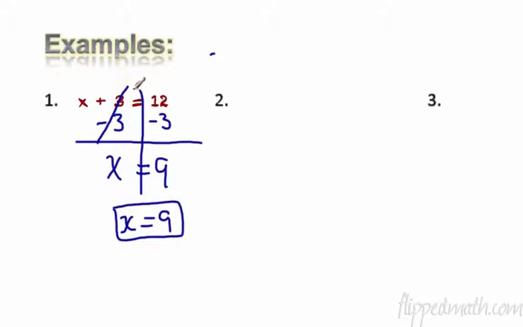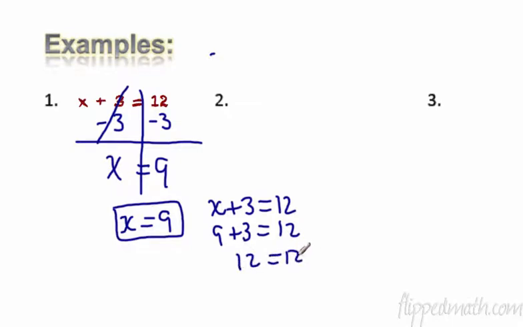Here's how you do that. You write the original equation down. So x plus 3 equals 12. You take your answer, we solved it and we said, we think x equals 9. So where the x is, you put a 9. 9 plus 3 equals 12. And then you actually figure that out. What's 9 plus 3? It's 12. So 12 does equal 12.